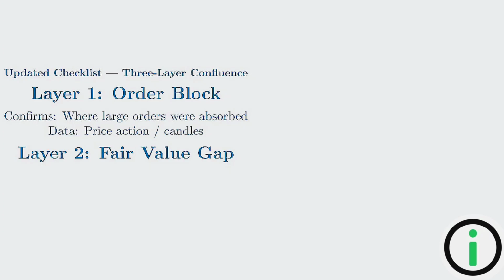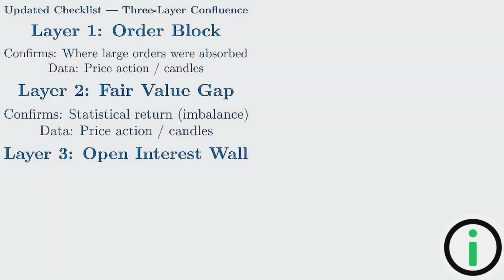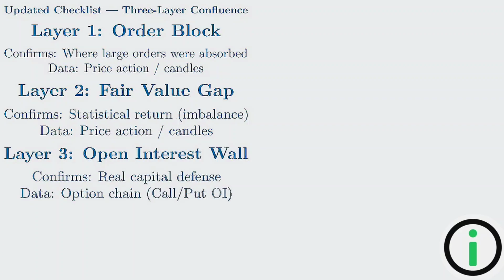Layer 2 is the fair value gap. This shows where price is statistically likely to return to due to imbalance, also based on price action. Finally, layer 3 is the open interest wall. It confirms if real capital is defending that zone, using data from the option chain.